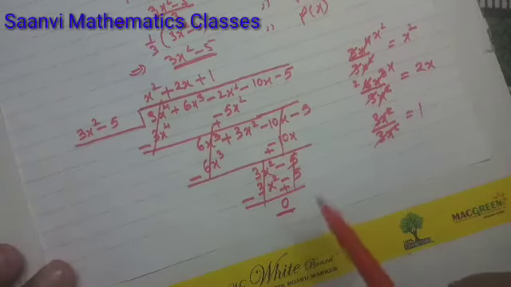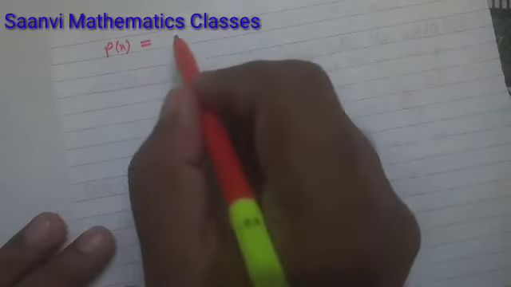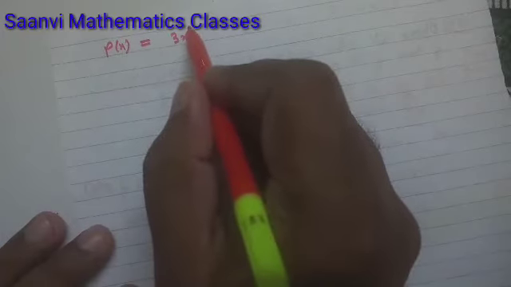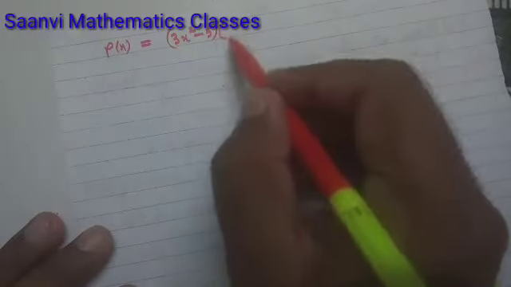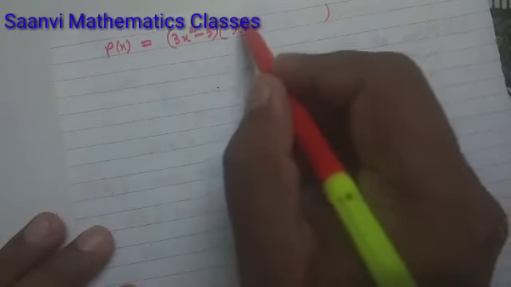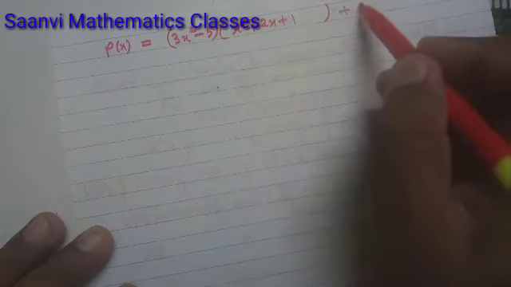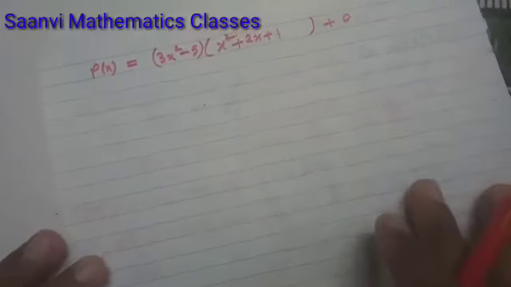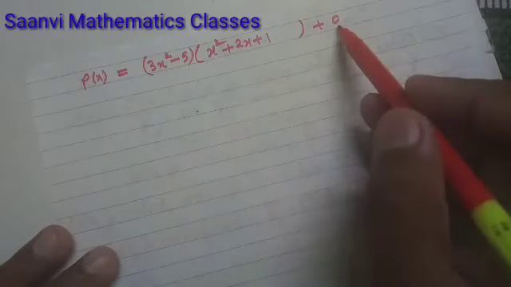Now to find the other zeros, what are we going to do? So now I will write this first. Your given polynomial p of x can be written as the factor which we got from the given zero, 3x square minus 5, into the quotient which we got. What was the quotient? It is x square plus 2x plus 1, and the remainder is 0. This is nothing new. The simple dividend can be written as divisor into quotient plus remainder. So we got this.